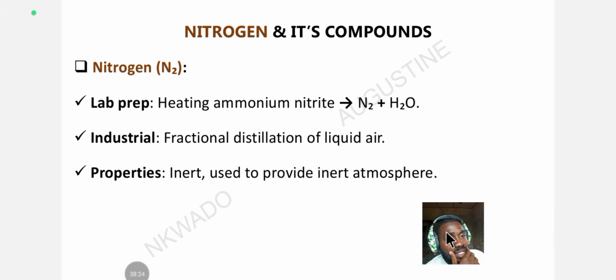So what are the properties of nitrogen? Nitrogen gas is inert. That's they don't react, they are stable. They are used to produce an inert atmosphere, an atmosphere where you want no reaction to occur. In an atmosphere where inertness is highly required, you use nitrogen gas.